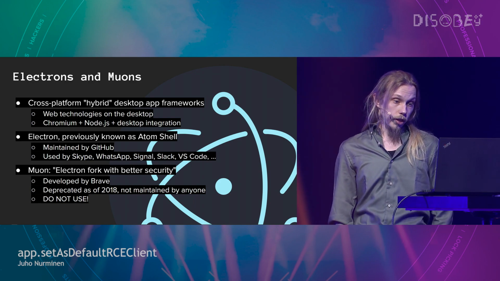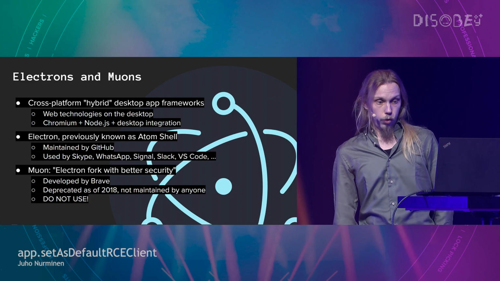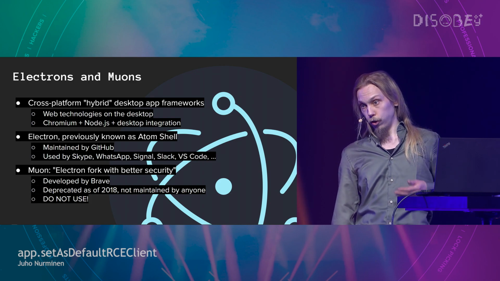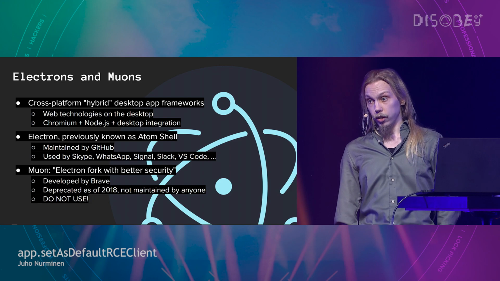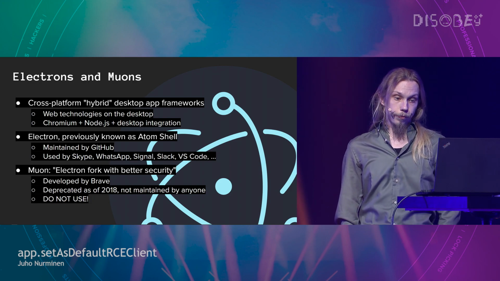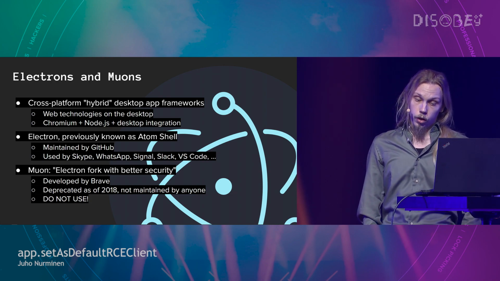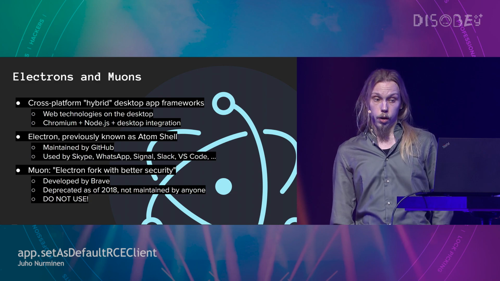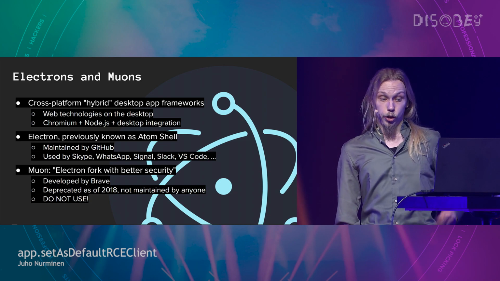Then there's muon, which is just a fork of Electron. It was started by the Brave browser as a framework to use in that. And the unfortunate thing about it is that while it started off as an effort to harden the Electron framework against attacks, it's since been abandoned and deprecated, and it's no longer being updated. So it's hopelessly out of date and full of vulnerabilities. While Electron is definitely more popular of those two, muon still has its users, so those users aren't getting any security patches.